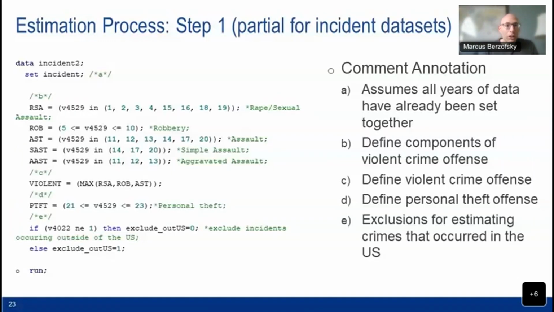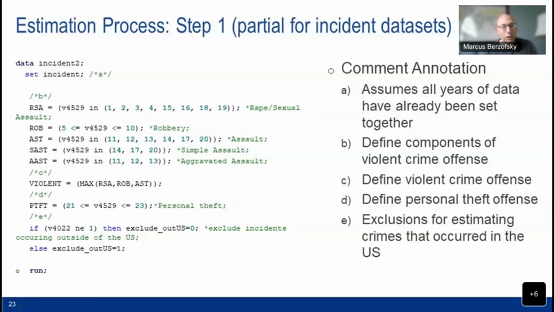Okay, walking through that here, and I know some of this is small, so I apologize. I have some comments here, like the comment up here at the set statement, marked A, which corresponds over here to my annotation. I've already set all the years together, so I'm just noting that it's not a single file of incident counts. You're going to need to set multiple years for BRR. In B, here's where the definitions are for things like rape and sexual assault, robbery, overall assault, simple assault, aggravated assault, and then the aggregate violent crime, which is the maximum of those indicators, yes or no, and then personal theft. So you're defining your outcome variables.